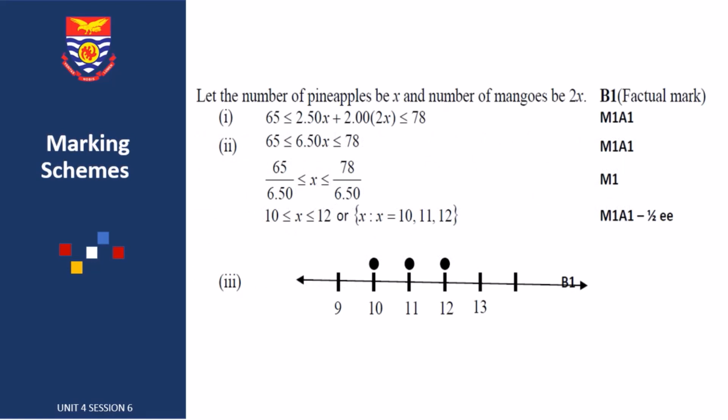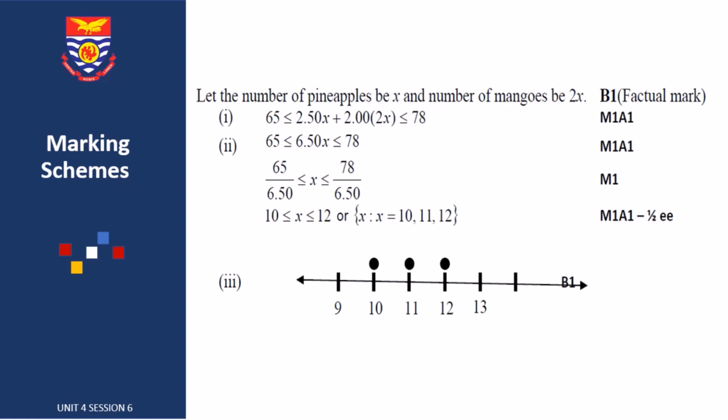This question is in your course handout book, which was a word problem. So the solution says let the number of pineapples be X and the number of mangoes be 1, and that's B1, factual mark B1. So here if the student says let the number of pineapples be X and was not able to write the number of mangoes, you may deduct half from that, and it depends on the marking scheme. Then being able to write the inequality correctly, M1 A1, because the method is correct and everything is accurate, so that's why we have accurate answer there.